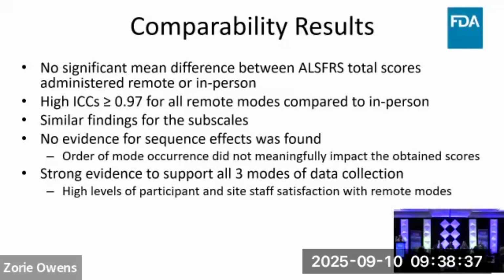Okay, so in the end, what's the big story? Well, there was no significant difference between the total scores with remote or in-person administration. So for us, what does that mean at FDA? That means if a sponsor comes in to me tomorrow and says, hey, Michelle, we would like to offer and maybe administer the ALS FRS as a mix between in-clinic and remote, are you okay with that?